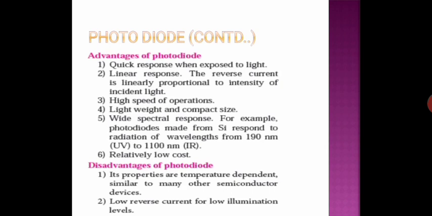Fifth, wide spectral response. For example, photodiodes made from silicon respond to radiation of wavelengths from 190 nanometer of ultraviolet to 1100 nanometer of infrared. And last, it is relatively low cost. But the photodiode has disadvantages. First disadvantage is that its properties are temperature dependent, which is similar to many other semiconductor devices. And second disadvantage is low reverse current for low illumination level.